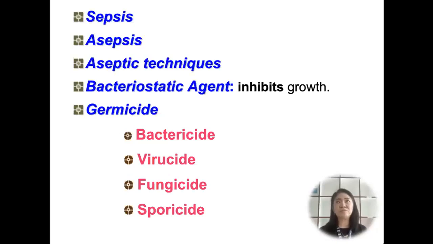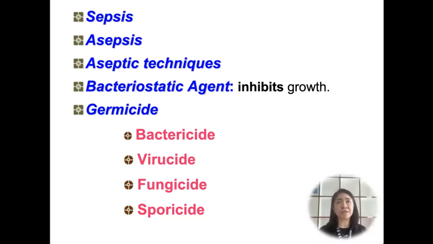Okay? Sepsis would mean the presence of infectious material sa ating body natin. Infectious material or the infectious agent plus their dead bodies and their toxins. No? So, sepsis yun. Present sila sa katawan natin. Now, the opposite of that would be asepsis, no? The absence of infectious material in our body. Okay, so ito yung target natin when we're working in the laboratory. There should always be asepsis or the absence of infectious or contaminating material.